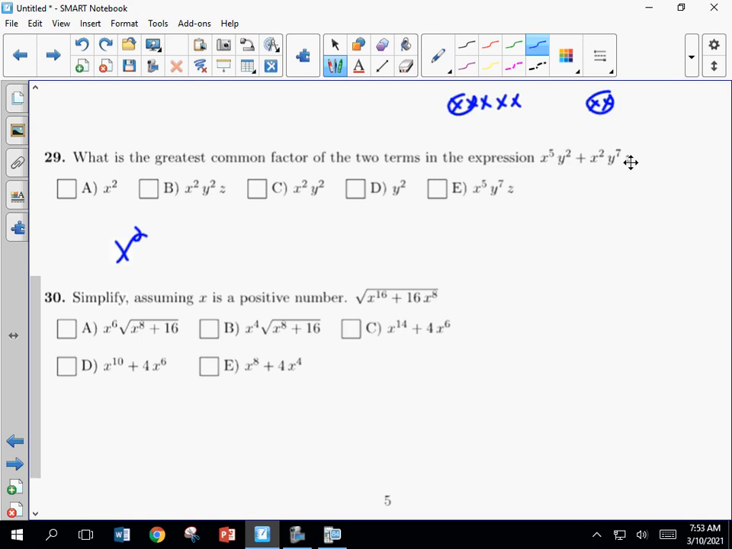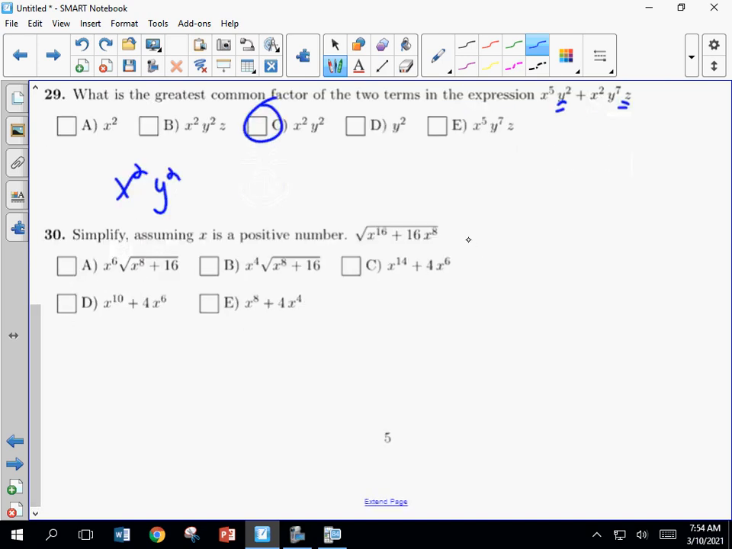Then look at the y's. What's the greatest number of y's they have in common? This has 2, y squared. This has 7, so 2. So y squared. So C is your answer. Z doesn't have a factor because there's no z over here. So x squared, y squared.